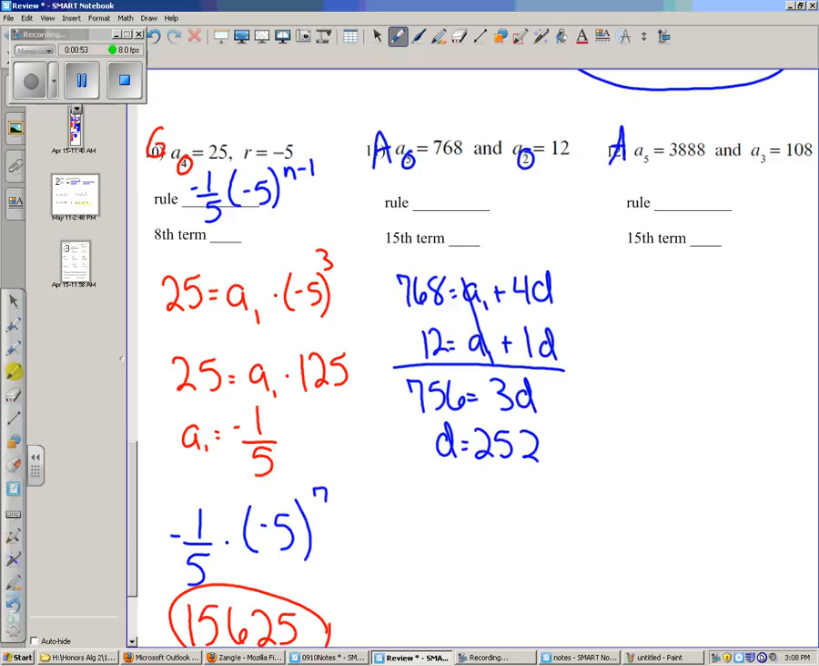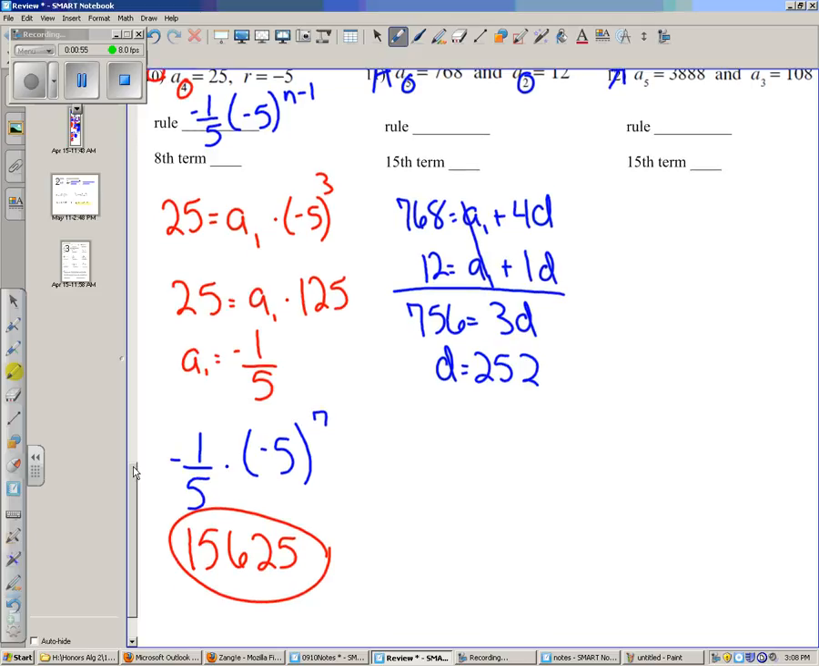And now I can find the first term, and I'm going to find the first term by taking 252 and putting it into the smaller amount 1. So when I do that, and I'm going to subtract to get a1 by itself, a1 ends up being negative 240, my first term. And so now I can write the rule.